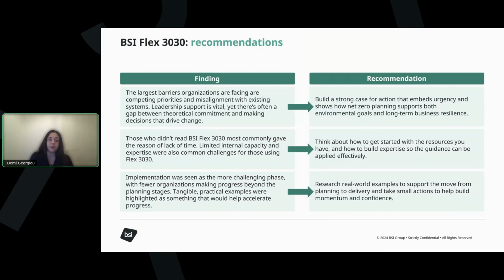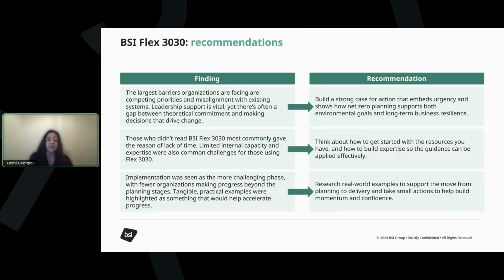But some felt that there is somewhat of a gap between almost a theoretical commitment, or saying that there is a commitment to net zero, but then actually making those day-to-day decisions that drive change. So the recommendation here is about building a strong case for action. A case that embeds urgency and shows how net zero planning supports both long-term environmental goals, but also business resilience.